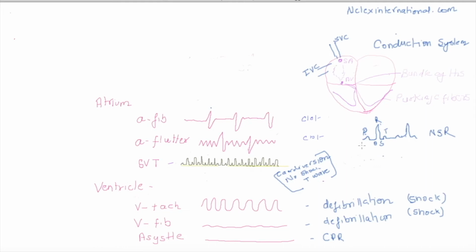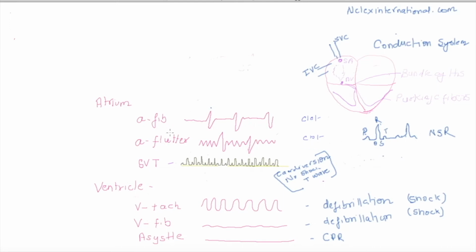The rhythm we get is P. P is the atrial contraction. We get QRS, which is the ventricular contraction, and T is the time when the ventricles are filling. So it's like a resting time. It's repolarization. So this is depolarization, this is depolarization, this is repolarization. We call it a normal sinus rhythm.